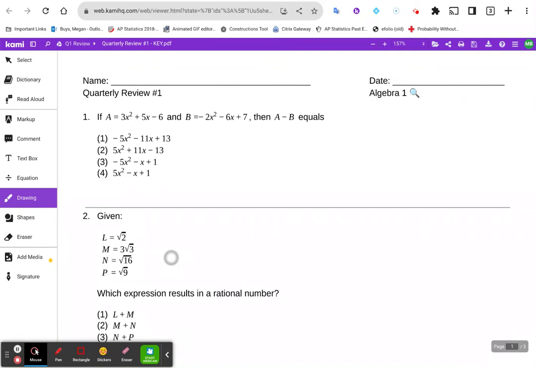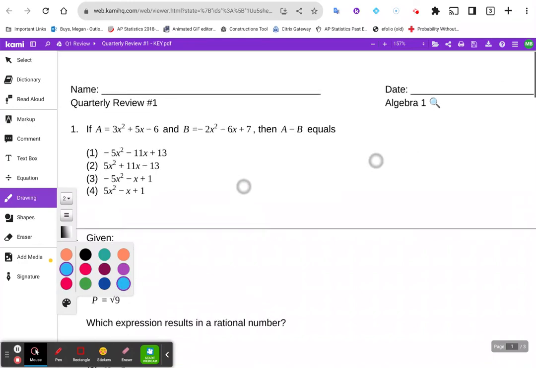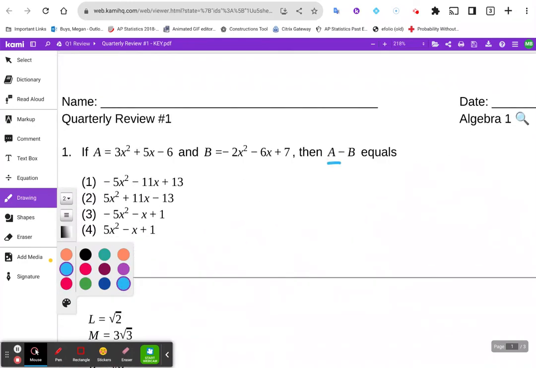next week. So remember, in this first question, I'm looking at if a is equal to 3x squared plus 5x minus 6, and b is equal to negative 2x squared minus 6x plus 7, then a minus b equals. Well, the first thing we're doing here is taking a. A is this whole entire piece here. So I'm taking 3x squared plus 5x, subtract 6.